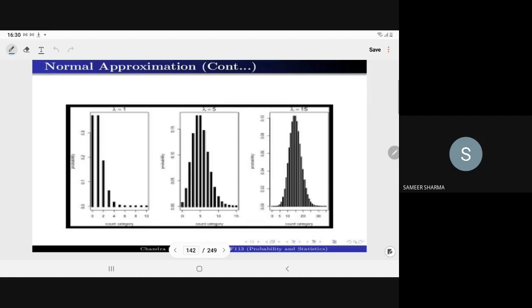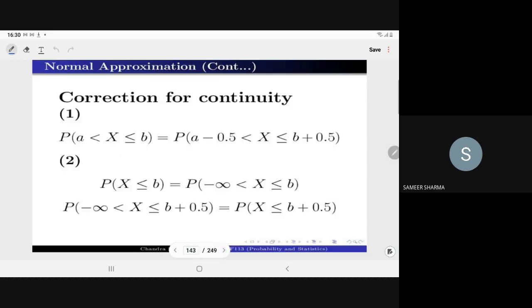Here also you can observe that when we have a large value of lambda, it is the skewed one. Now it is more or less symmetric. Now when we have a large lambda, it is exactly symmetric, right? So you can approximate the Poisson distribution or Poisson variate with the normal variate for a large parameter value.